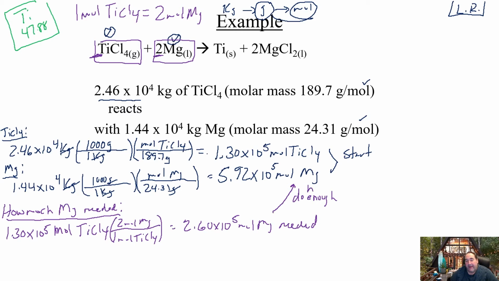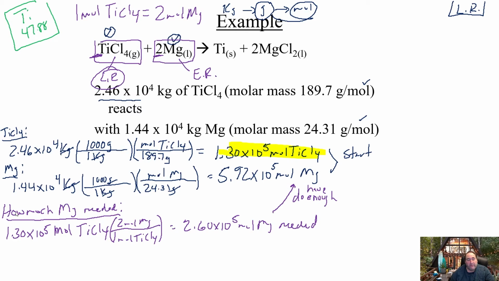Do have enough would be good. And that means here that the magnesium is our excess reagent and the TiCl4 is our limiting reagent. So once again, that's a really important part that you need to figure out. Again, calculation wise, you need to figure that out. And now that we do, we want to go back to our limiting reagent. And in this case, again, it is the TiCl4.